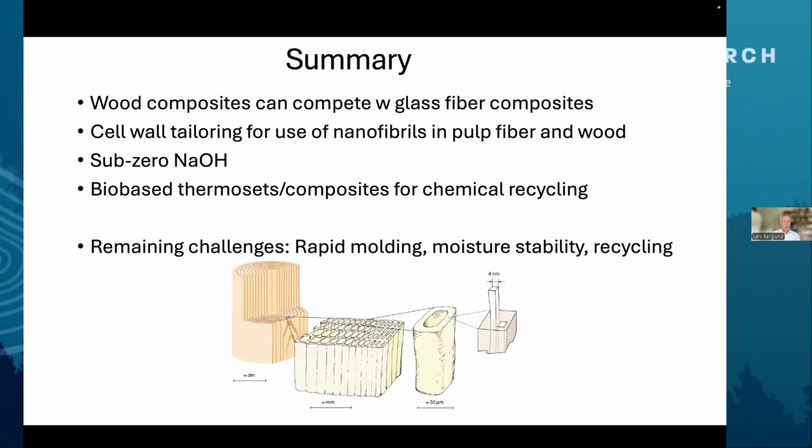I think what's remaining is really improved processing methods, and to continue to work on moisture stability, because obviously that's a disadvantage with plant fiber-based materials. For instance, in the automotive industry, this is very important. You cannot have large dimensional changes with changes in relative humidity and temperature. And recycling is obviously important for cellulosic materials.